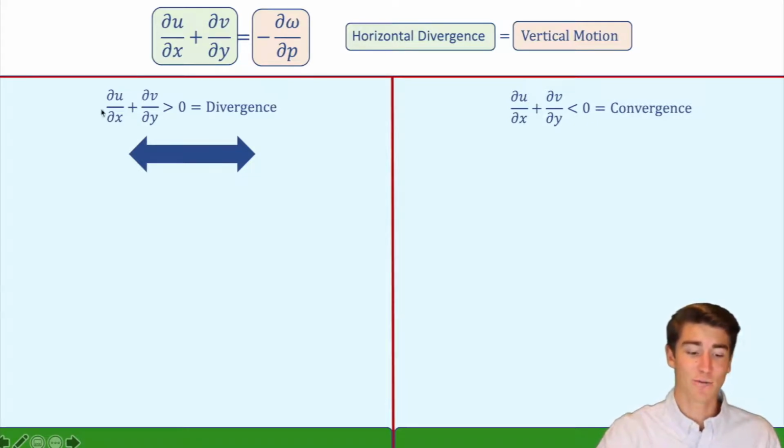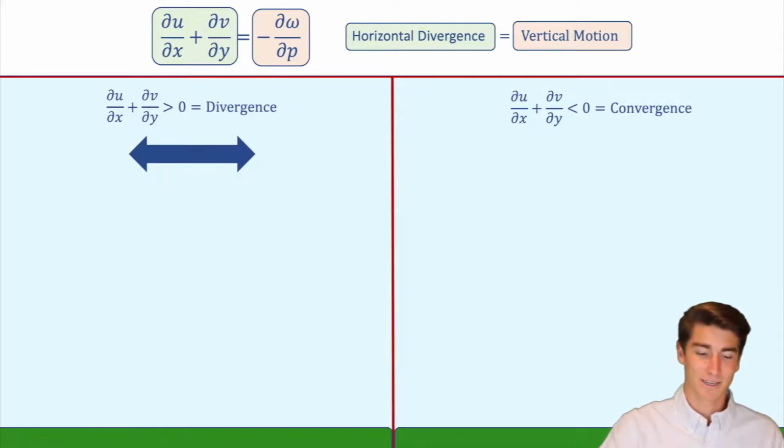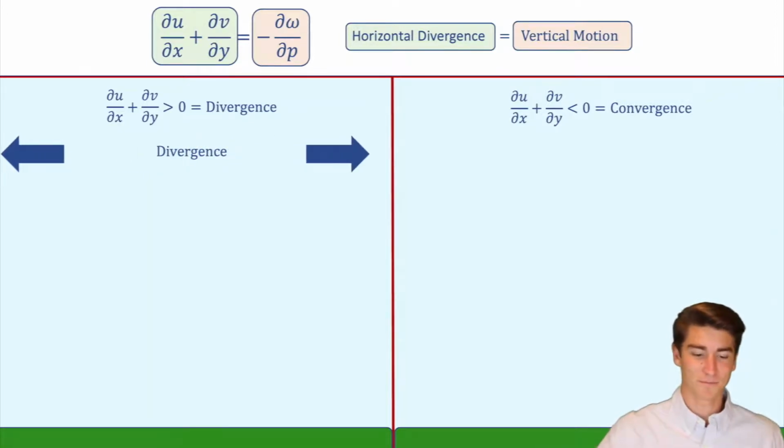That means du dx is positive. And when that is greater than 0, you think of that as divergence. If the whole math part of that doesn't make sense, well, it makes sense just by looking at the picture. If you have wind going this way and this way, you're going to get divergence.